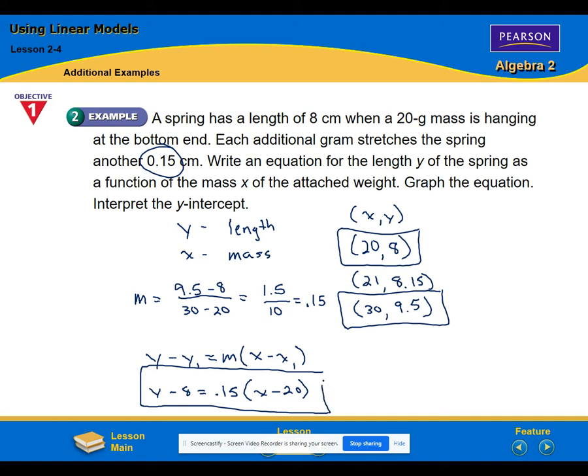Now it says graph the equation. It says write an equation. It does not say write an equation in any particular form. When I show you their answer, they're going to have it in slope-intercept form, but we really weren't directed to do that. Not only that, we absolutely could graph this in its current form, right? Just pick one of these points and plot it, and then use the slope of 0.15, or that would be like going up 1.5 over 10.